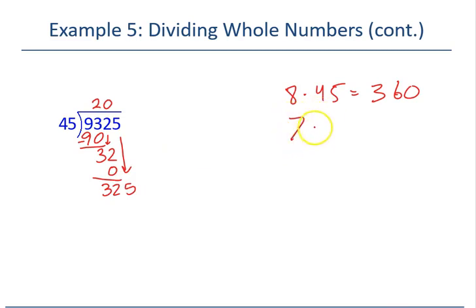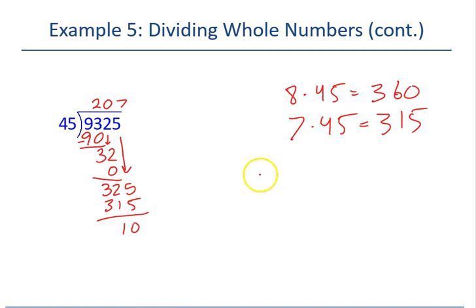So if I go down by 1, I can go 7 times 45. And what does that give me? Well, that ends up giving me 315, which is just beneath this one right here, which is just fine with me. So I can put a 7 here, and then 7 times 45 is going to give me 315 with a remainder of 10.